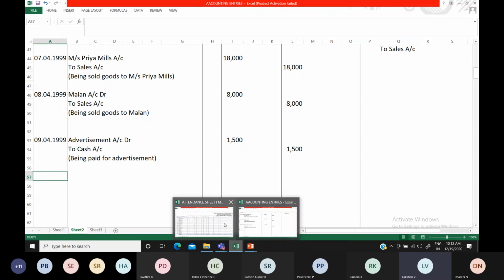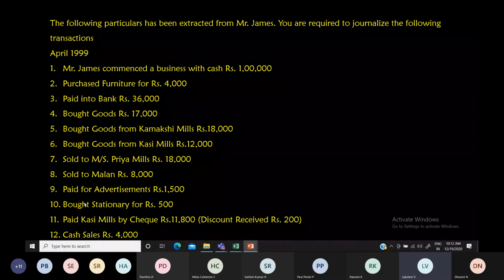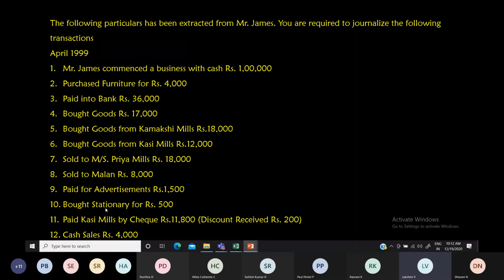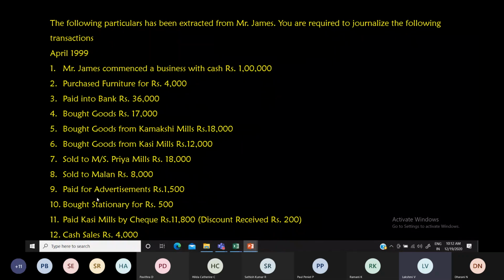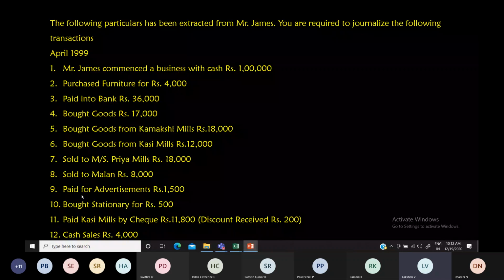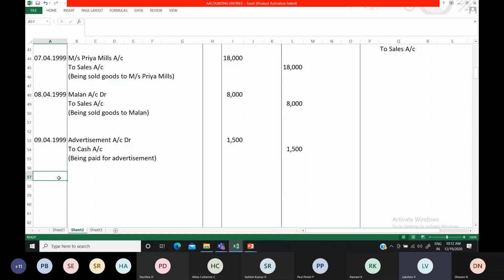Now moving on to the next thing. On 10th, bought stationery. Whenever stationery or some concerned particular item is given, then there you should not use purchases and all. Concerned asset or concerned item only you have to use. Not bought or sales, purchase or sales you should not use there. So that you have to keep in mind. So on 10th, what they are doing? Bought stationery for rupees 500.